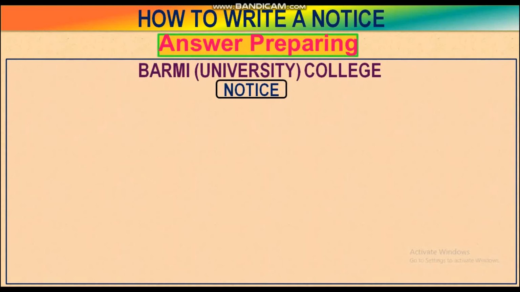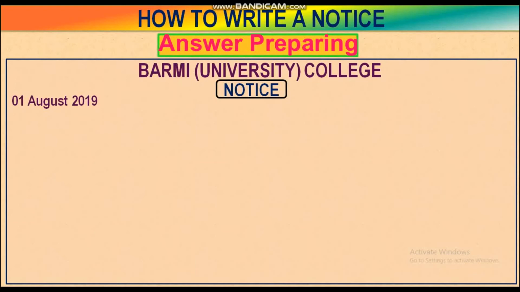In step number 4, you are told to write the date of issuing the notice. Imagine the date of issuing the notice is 1st August 2019. So let's write the date of issuing the notice on the left hand side, 1st August 2019.